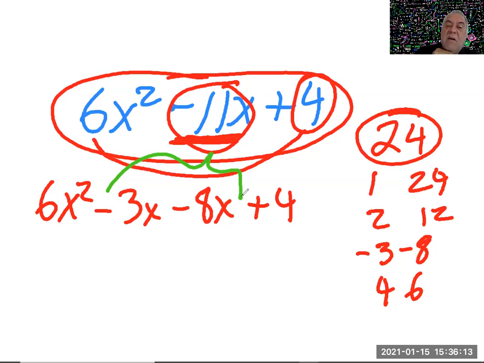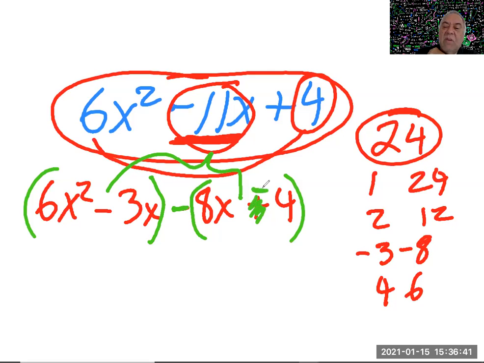Okay, now once I've done that, then I group these like this. Now here's the hard part. Because I put parentheses around the second term, the minus sign that was in front of the 8x now makes this whole thing negative. So you have to change the sign of the 4 here to a negative. So negative makes it a positive 4 again. Okay, now we've done that.